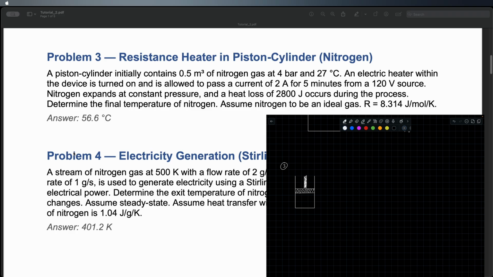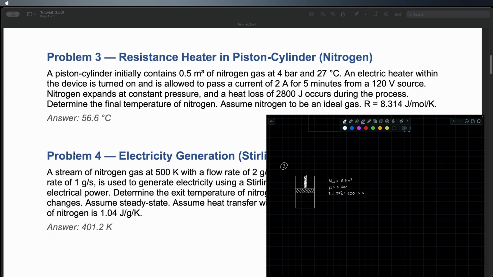It initially contains 0.5 cubic meters of nitrogen, so the initial volume of nitrogen equals 0.5 cubic meters at 4 bar, so P initial equals 4 bar, and it is at 27 degrees, so T initial equals 27 degrees C. Here we're going to be a bit more precise, so let's use a conversion of 273.15. So this comes out to 300.15 Kelvin.